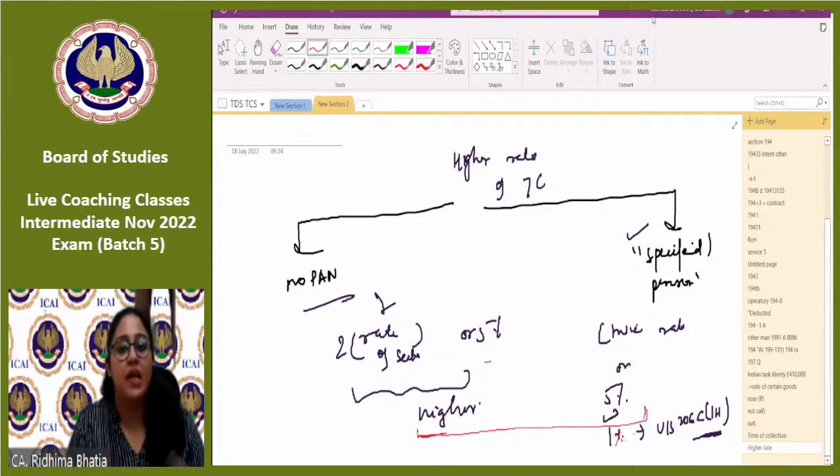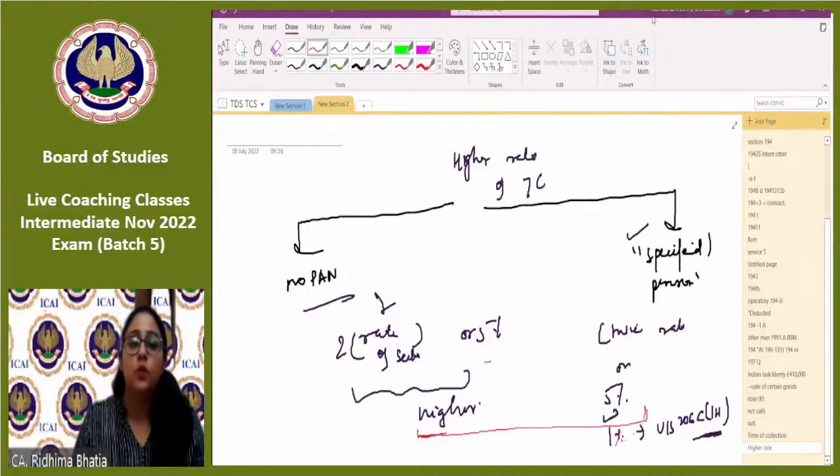This is a very, again, as I've said it in the entire 4 classes, this particular chapter is a chapter of practical applicability. As soon as you go in your articleship, or if you are into an articleship, you may have seen the importance of this particular chapter. But 194Q and 206C 1H में please confuse मत होना. दोनों independently है, but interplay आएगा if one is applicable, another would not be applicable. And first you have to see 194Q is applicable or not. Okay? So anyone has any query?